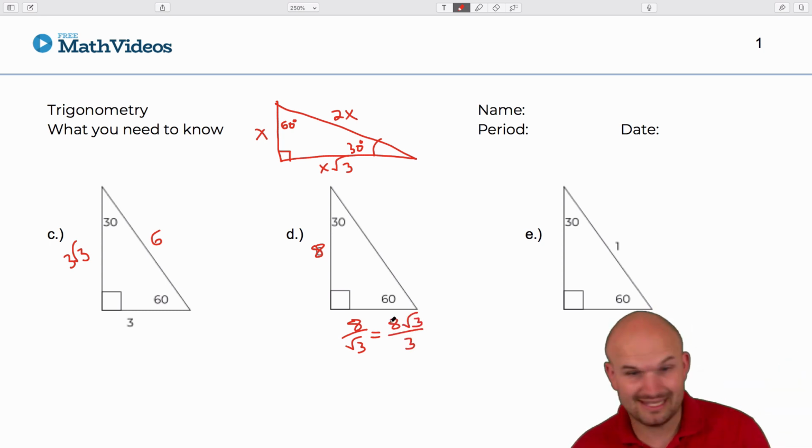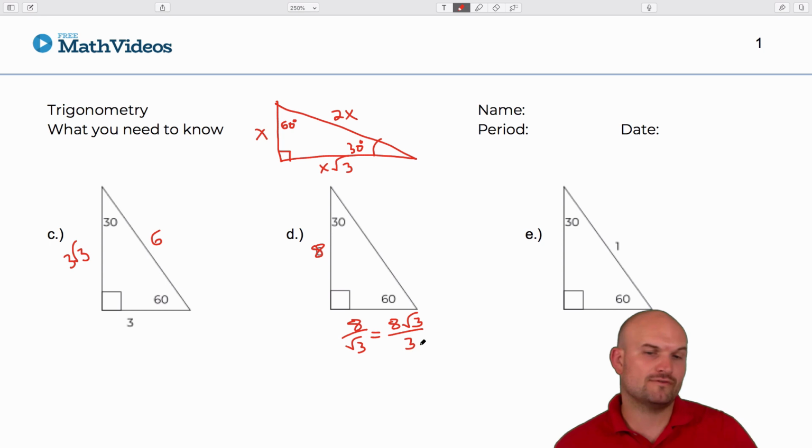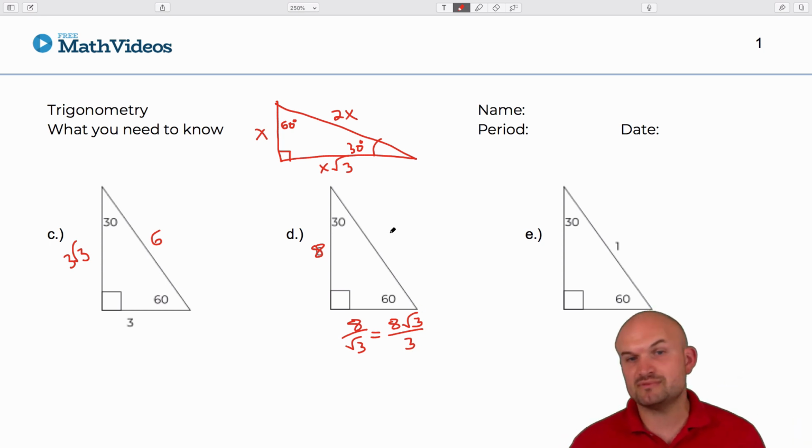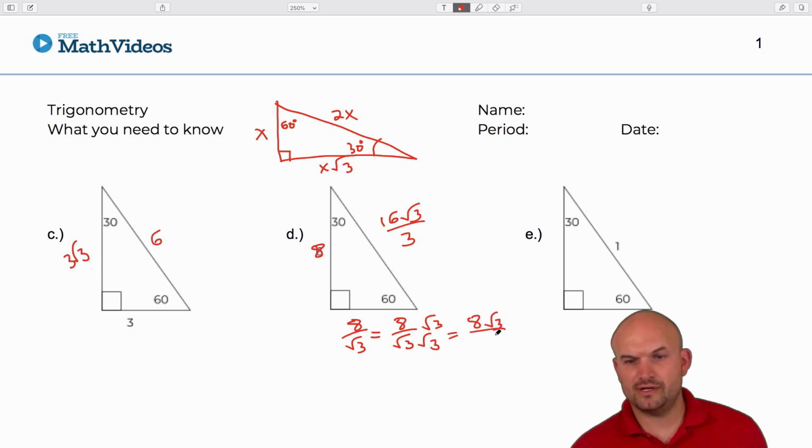I can't simplify this any further, right? But if I want to go from short leg to the hypotenuse, I'm just going to multiply by 2 here, which would give me 16 square root of 3 over 3. So again, let's show my work here, just so that people following along or checking my work can see where I got that. So I have 8 square root of 3 over 3.